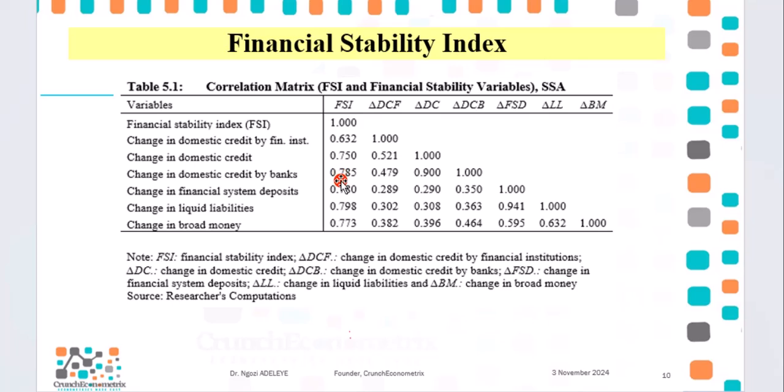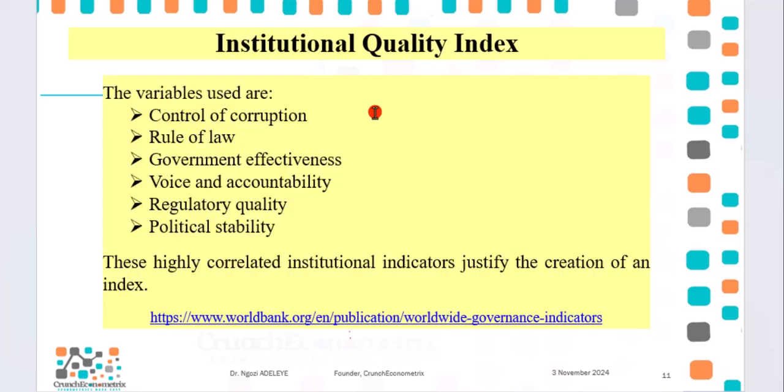Moving on to the institutional quality index I created. I used 6 variables to create that index: control of corruption, rule of law, government effectiveness, voice and accountability, regulatory quality, and political stability. You will agree with me that these are highly correlated institutional indicators, which justifies the reason for creating an index. Again, I got this data from the World Bank Worldwide Governance Indicators.